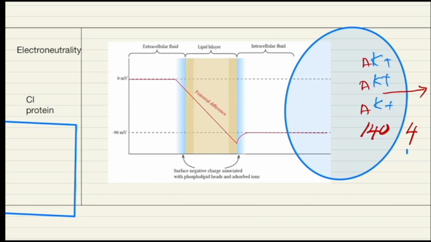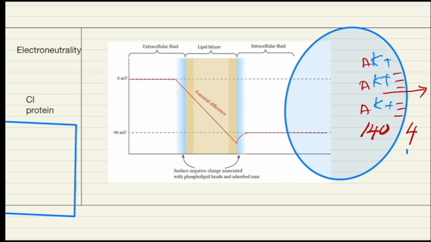The problem is that the anions cannot move. So when the potassium moves, what happens? There will be accumulation of negativity inside the cell, so the inside of the cell becomes more and more negative. Hope this point is clear. Potassium is moving outside, but the anions cannot move. So once the potassium is leaking outside, the charge inside the cell becomes negative.